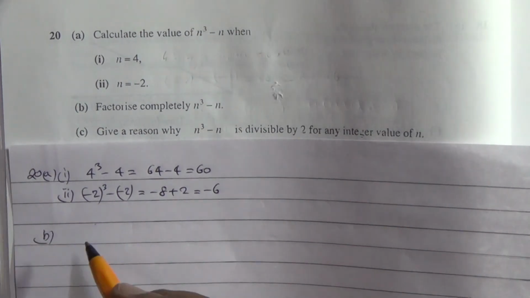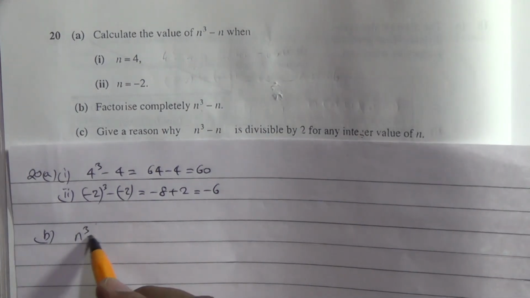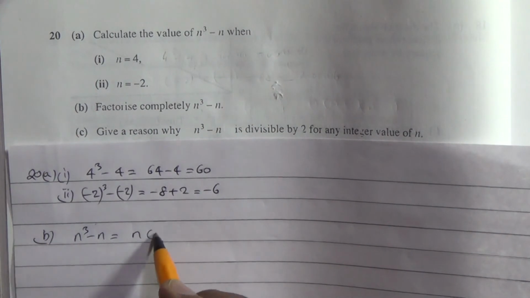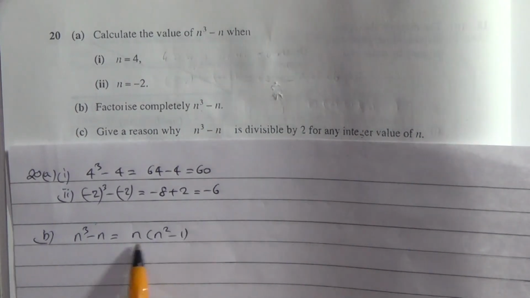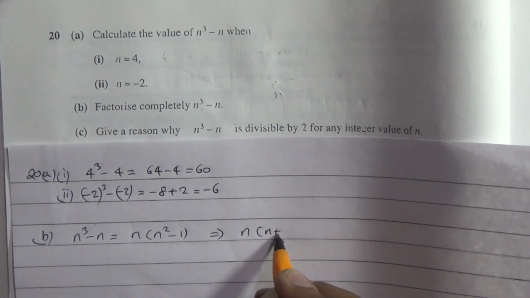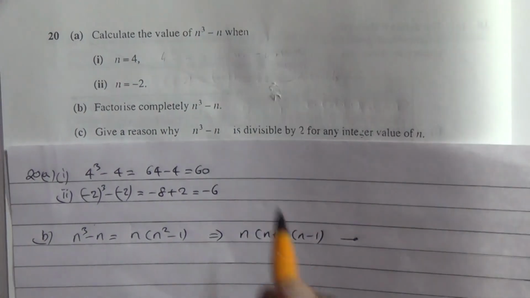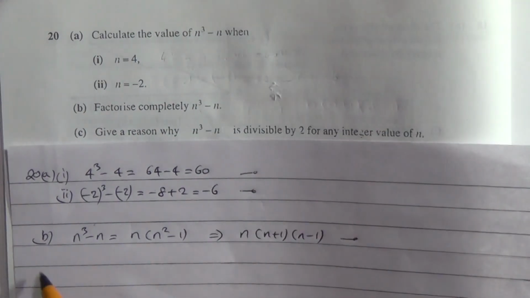Part B, we need to factorize n cubed minus n. That is the same as n into n squared minus 1. You remember this is the difference of two squares. So that means n plus 1 times n minus 1 times n, of course, factorized completely.